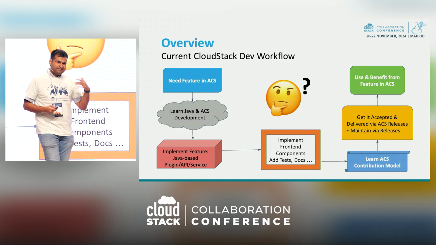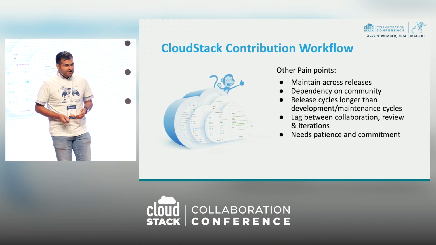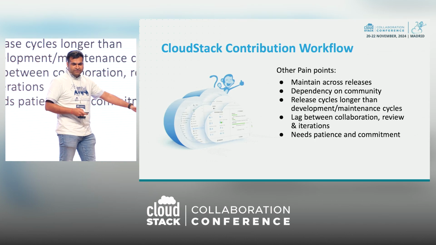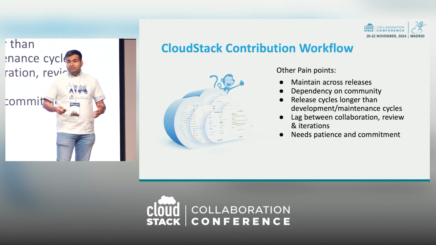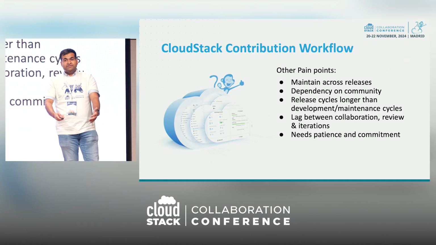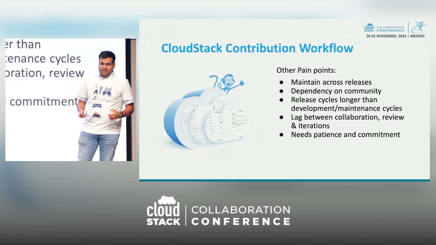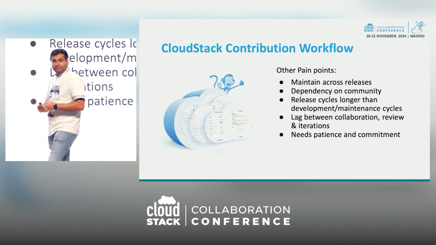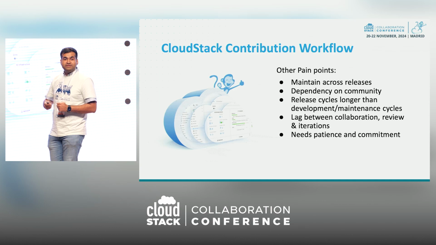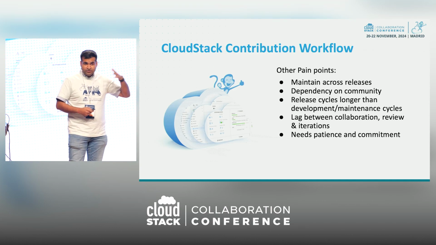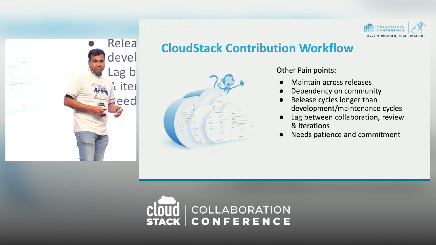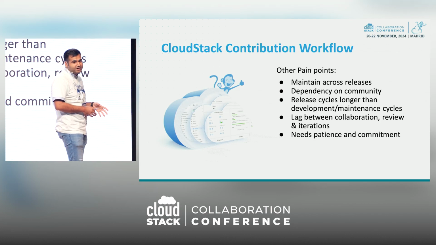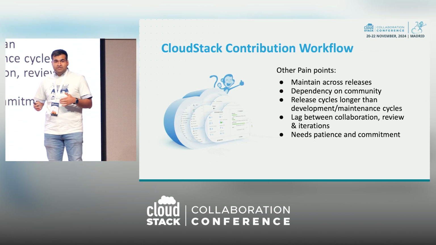Is it something we are happy with? Can we improve it? There are other pain points with the current contribution model, right? You have to maintain across releases. There's a dependency on the community, as in, I've done something, so please review and accept my changes, and please don't break my changes. There's the release cycle, which sometimes can be longer than the development or maintenance cycle. I've done my fix today, but then I have to wait maybe 6 months for it to be released, for everyone to get that fix. And people fix it by forking, which means doing private builds, having private branches for the organization, and then maybe waiting another 6 months until you release it.